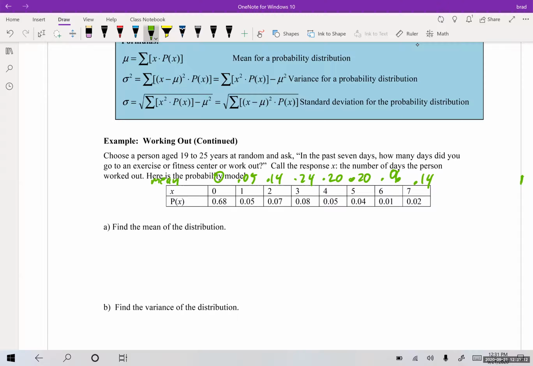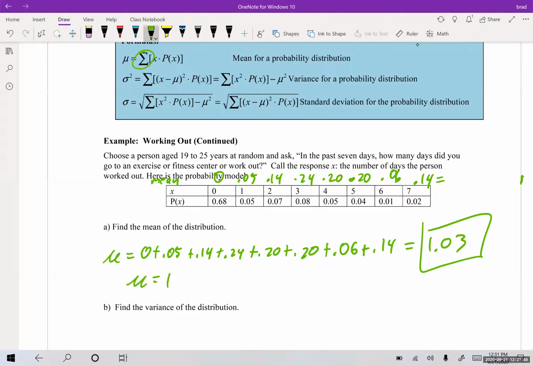And then this symbol, remember, means to sum. So we're going to add all these up. So I'm going to find the mean is equal to 0 plus 0.05 plus 0.14 plus 0.24 plus 0.20 plus 0.20 plus 0.06 plus 0.14. When you add all these up, you should get 1.03, okay, if I did everything correct. So this is our mean. So mu equals 1.03.